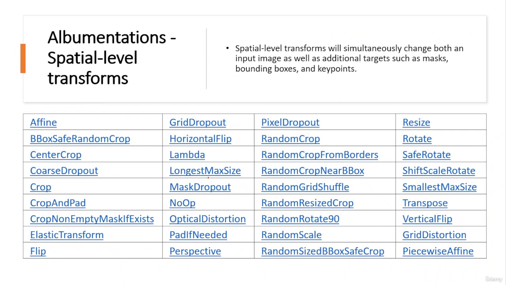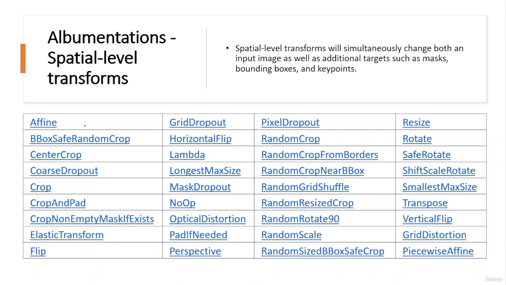The second is spatial level transformations in the Albumentations library. Spatial level transforms will simultaneously change both an input image as well as additional targets such as masks, bounding boxes, and key points. So the list of the transformations is given below.